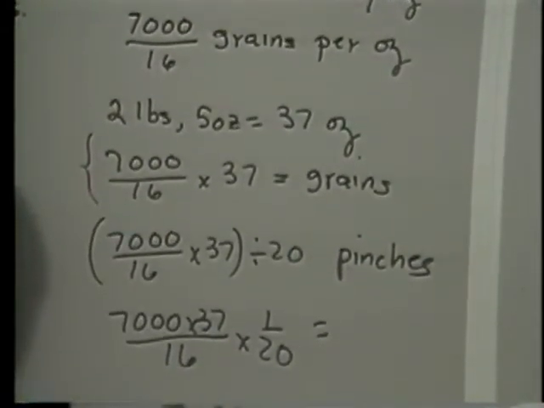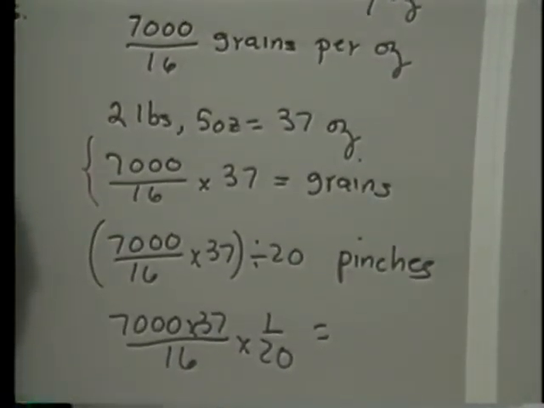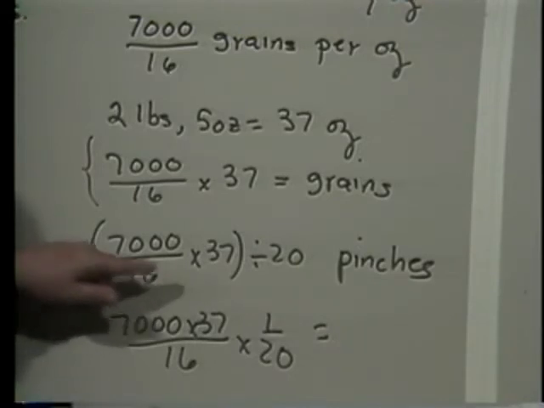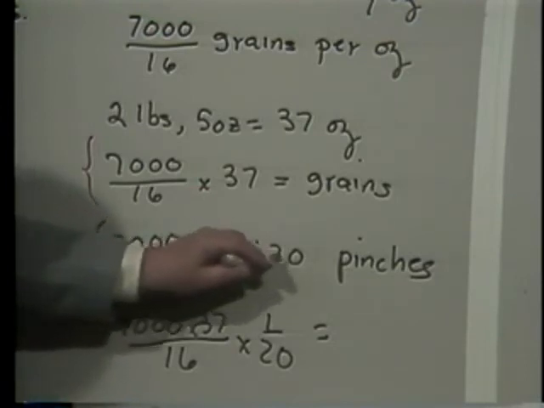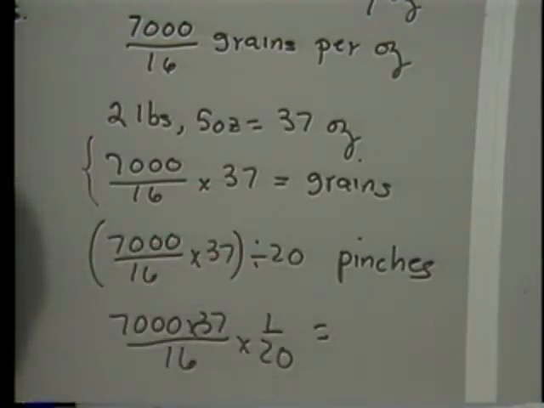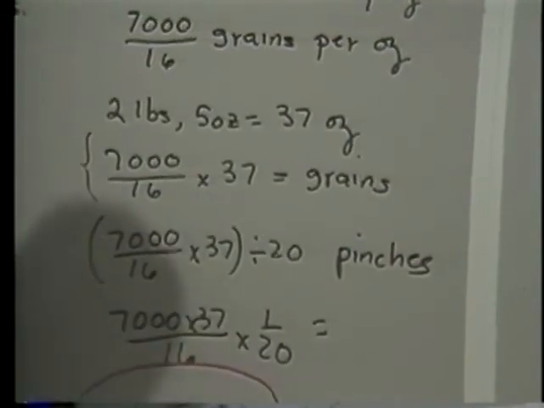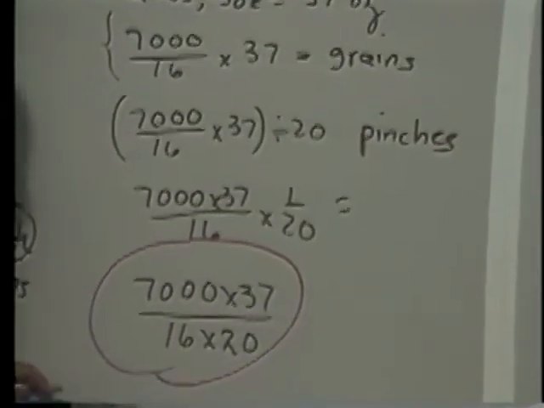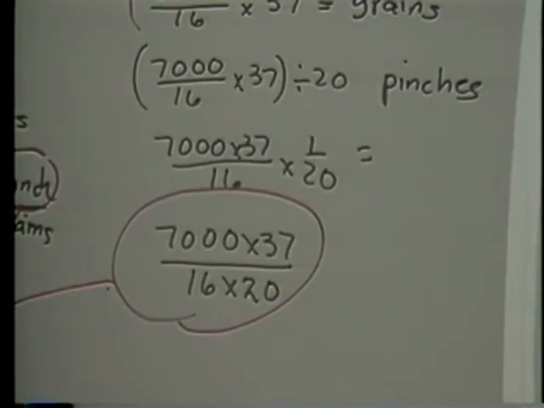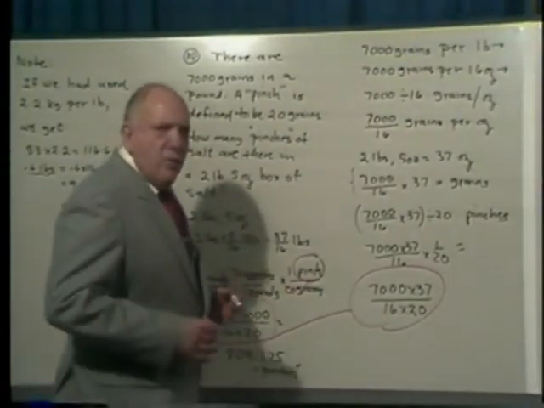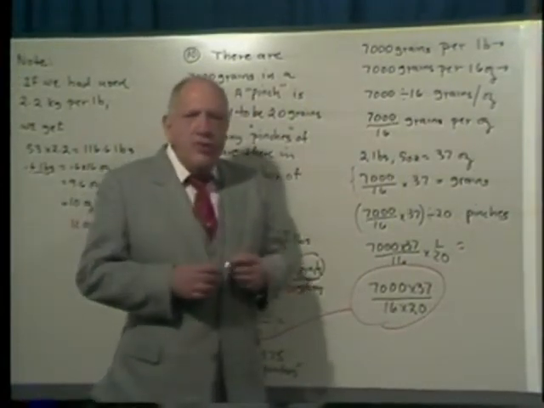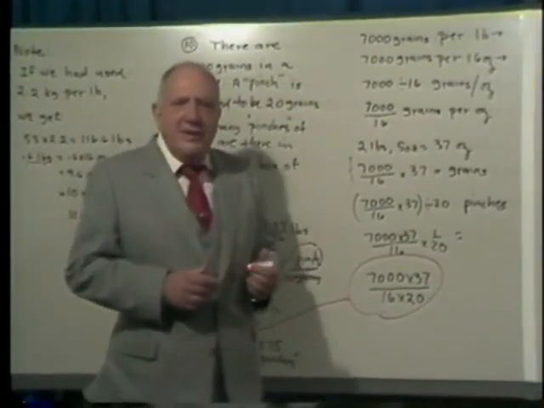That gives me how many grains I have. Then, basically, since there are 20 grains to a pinch, I take this number and divide by 20. Dividing by 20 is the same as multiplying by 1 over 20. And the important point is, when I get down to here, do you notice that I have exactly the same thing that I had over here? See, I don't care which way you do it. I simply want you to understand what you're doing.